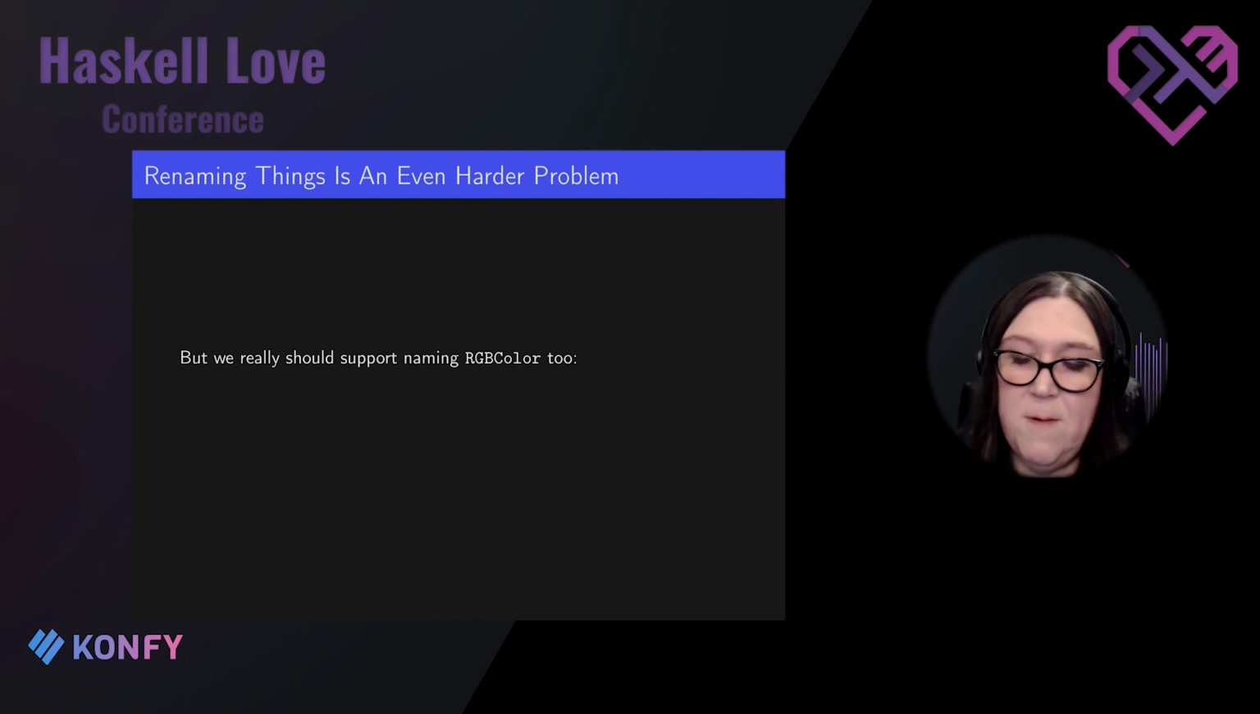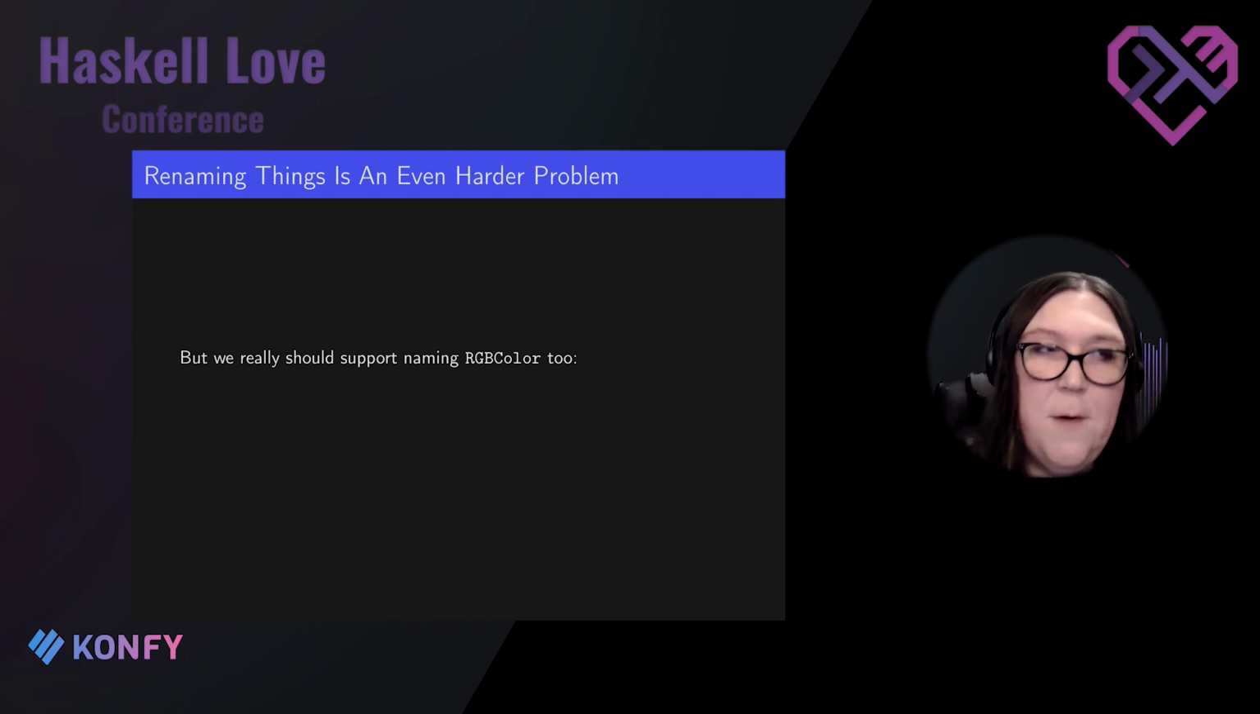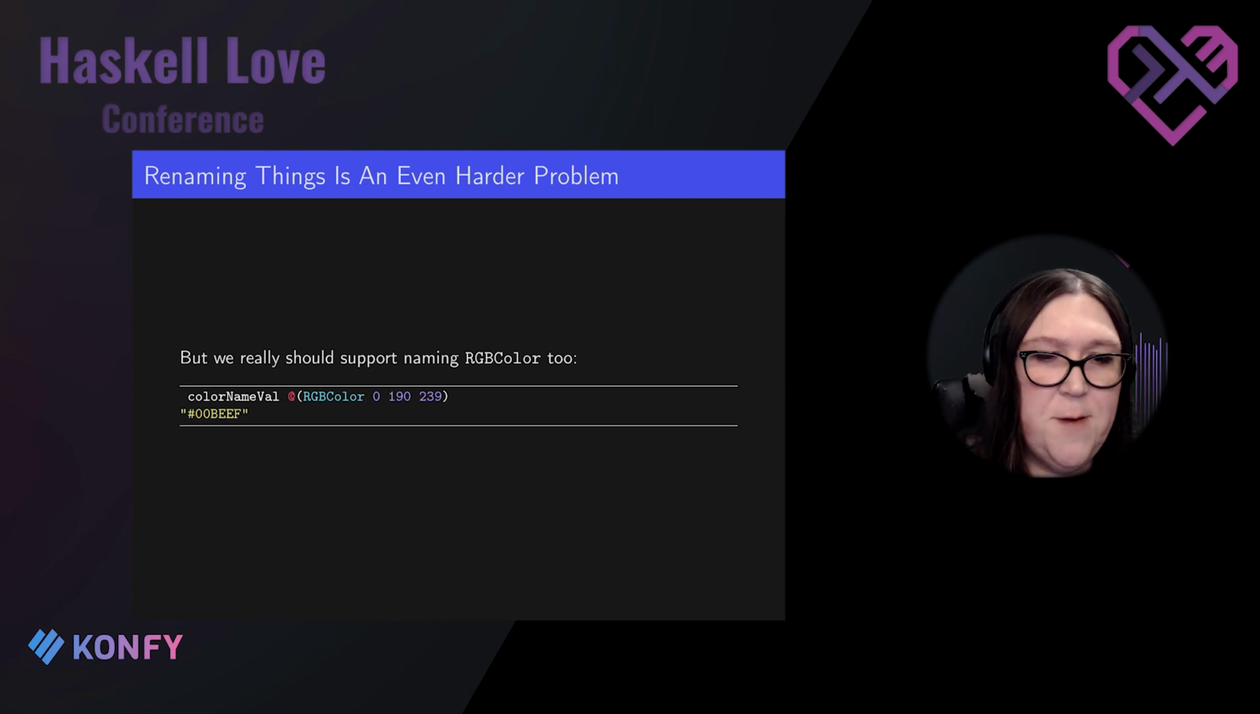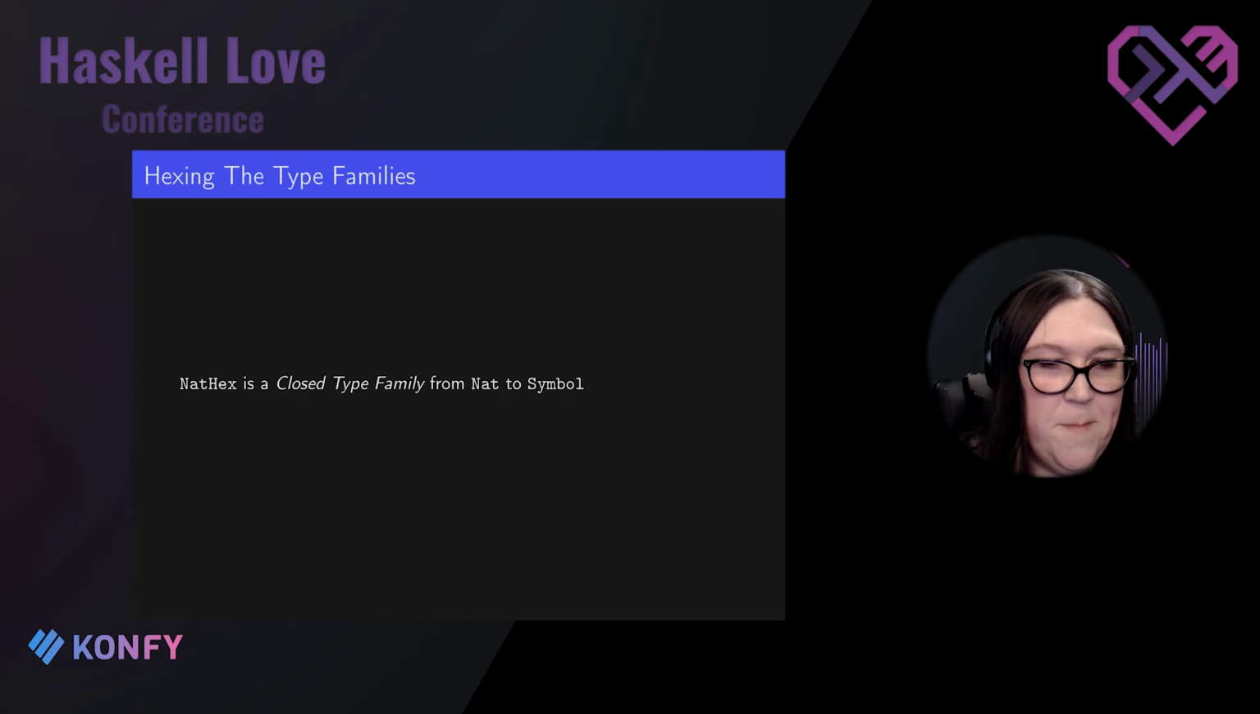A problem that we will still run into is it would be great if we could use this ability to get a name from a color universally across all of our type level color definitions, which means that we should also do it for RGB color, even though we're not giving it an explicit name. So we'd like something like color name value of some arbitrary type level RGB color to give us a string, in this case, 00BEEF.